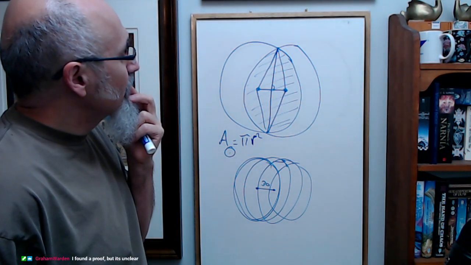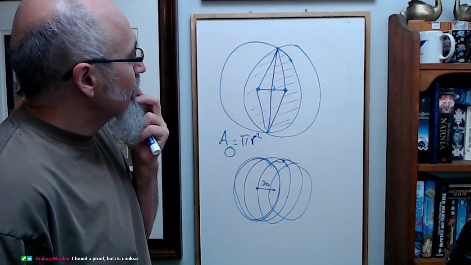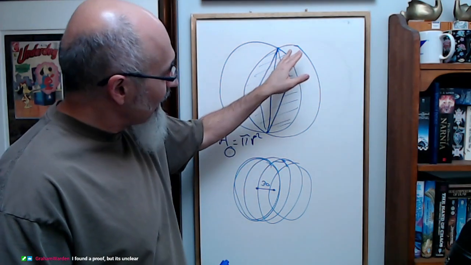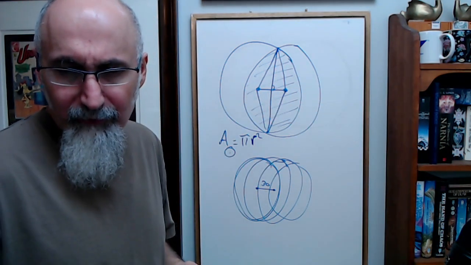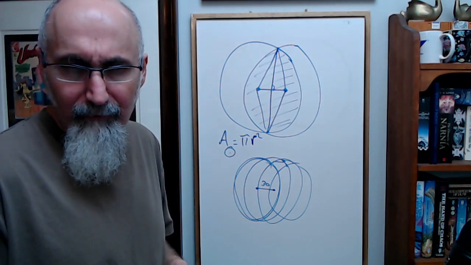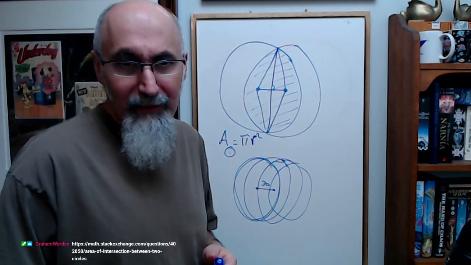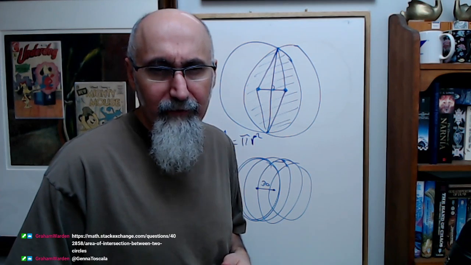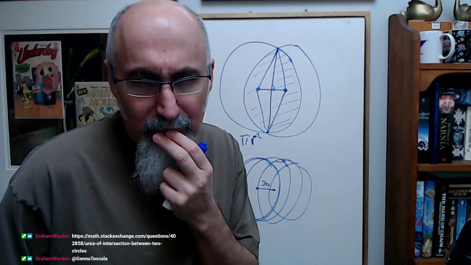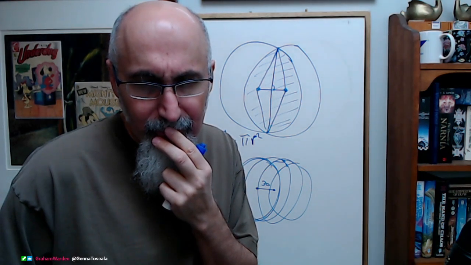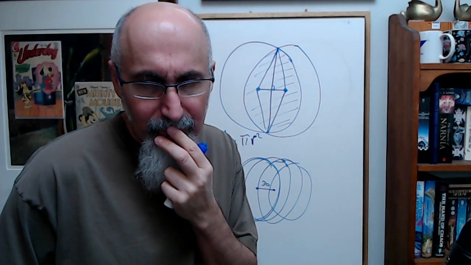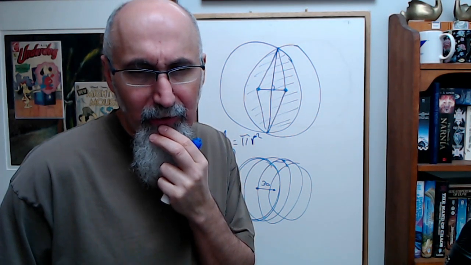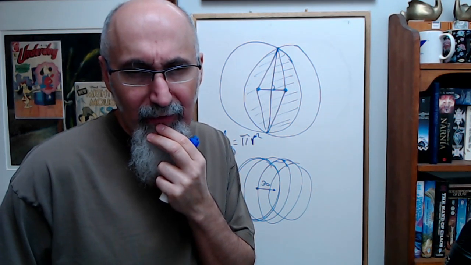What are the possibilities? The other possibility is eliminating this area, but how do you find the area there? You found the proof, but it's unclear. Let me take a look at the proof, gang, just to see if it's going to make sense to me. Area of intersection between two circles. Label the center of the circle C and the center of the second circle C prime. Label the points of intersection of the two circles A and B.